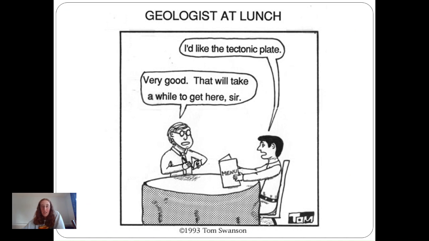So here's a bad geology joke, but since tectonic plates take a very long time to move in terms of human life scales, a geologist at lunch says they like the tectonic plate, and the waiter says, very good, that will take time to get here.